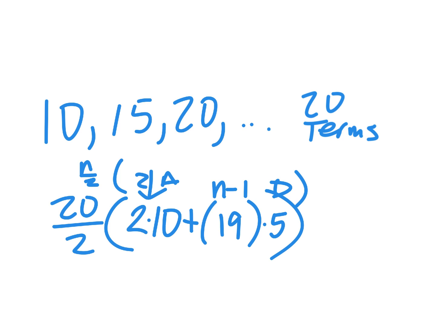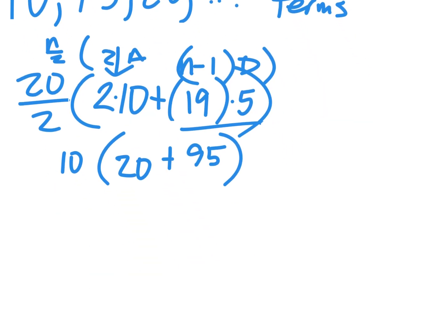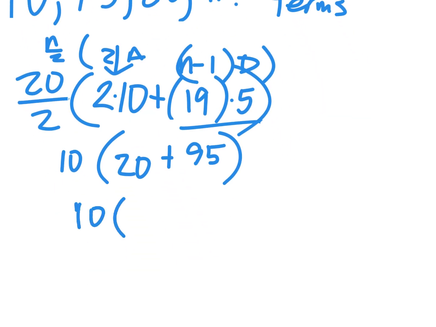All right, awesome. Then 19 times 5 is pretty much 20 times 5, which is 100. But then you take off 5, so that'd be 95. And this is 20 plus 95, 115, and then this is 10. So 10 times 115 is 1150. Raise your hand if you had that before me. Okay, awesome. So I think you get this now.